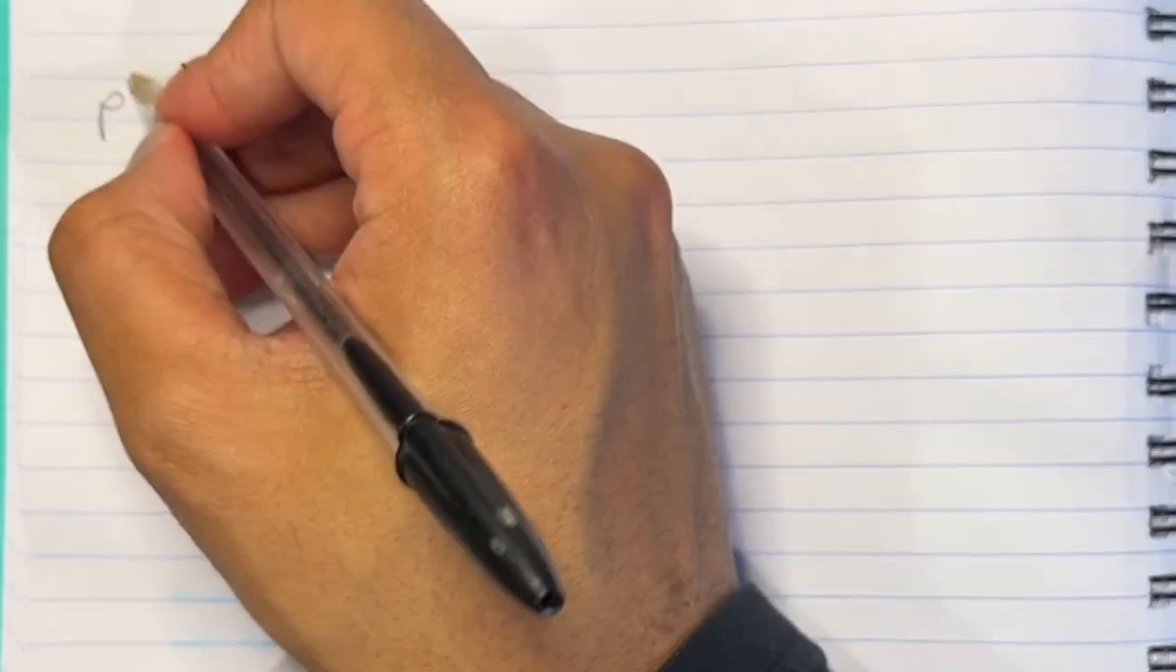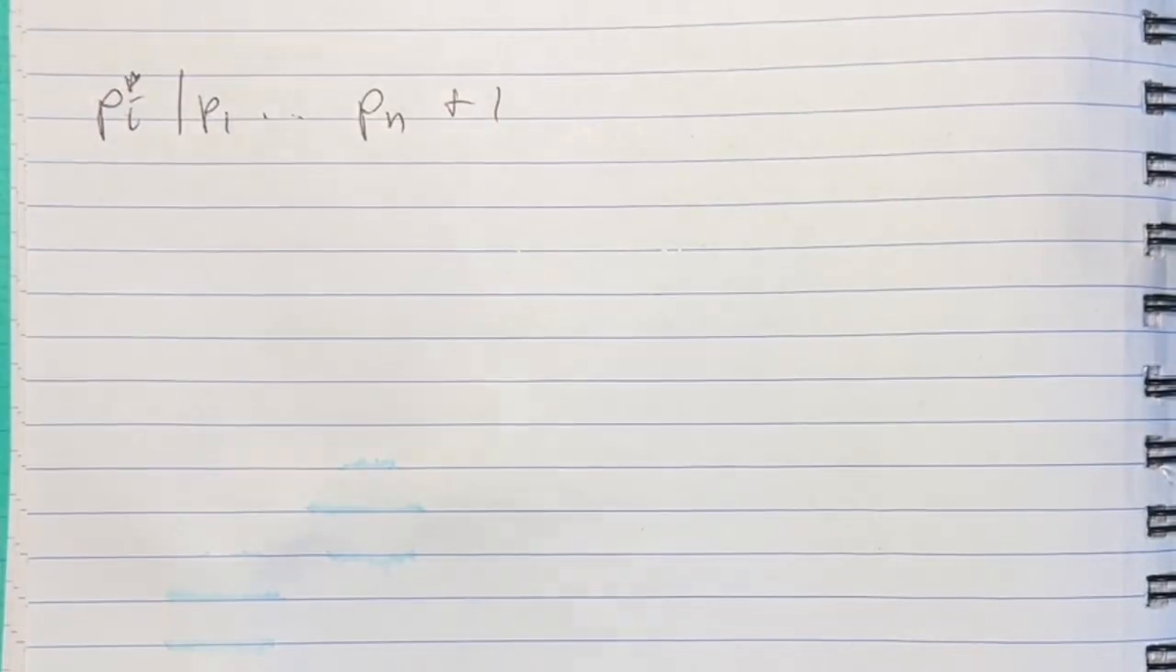multiply them together and add 1. This gives us a number, and this number we know must be composite because we've made a list of all the primes, and this is bigger than all of them. By the fundamental theorem of arithmetic, it has prime factors. We'll pick one, let's call it pi, and then we know pi divides this.